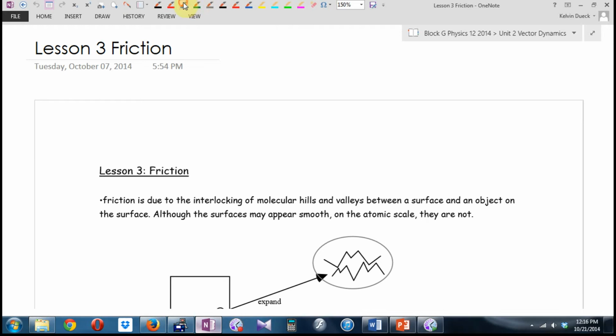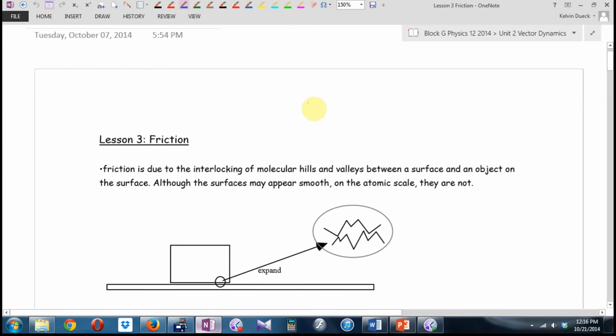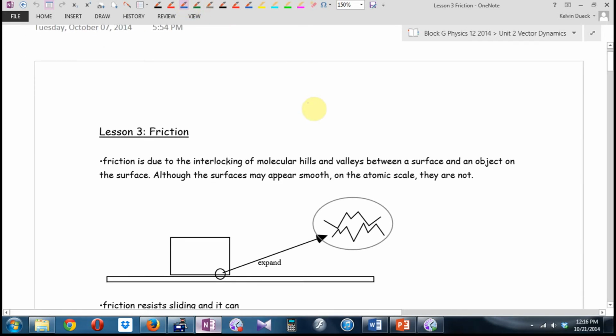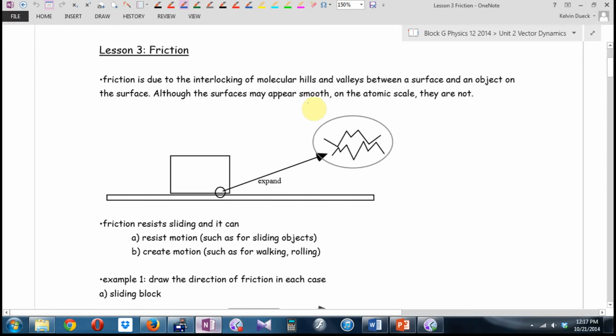So lesson 3 for forces, friction. Friction is due to the interlocking of molecular hills and valleys between a surface and an object on the surface. So although a surface may appear very smooth, if you zoom in on the atomic scale, it's not. So here is my zoom in picture.